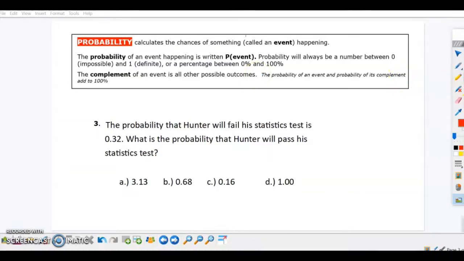For example, the probability that Hunter will fail his statistics test is 0.32. What's the probability that he will pass? Passing would be the complement of failing. And since that's the complement, they would need to add to 1. If there is a 32% chance he will fail, what is the probability that he will pass? That would be 68%. So the probability of an event and the probability of its complement add to 1, which is the same as 100%.